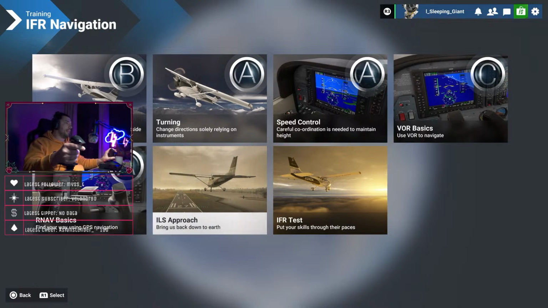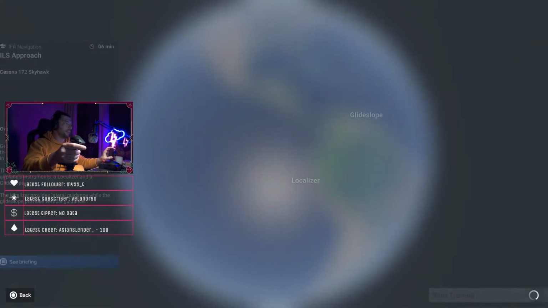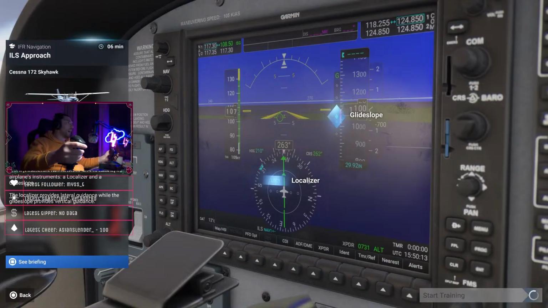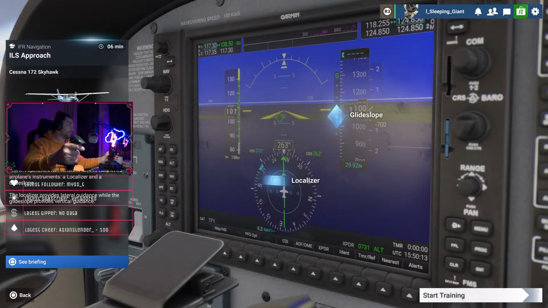All right, next one in line, ILS approach. Bring us back down to Earth. Let's do it. ILS approach. Get us back down to Earth with the assistance of the most common type of instrument landing aid in use today, the instrument landing system. The ILS transmits two different sets of data to the airplane's instruments, a localizer and a glide slope. The localizer provides lateral guidance while the glide slope provides vertical guidance.